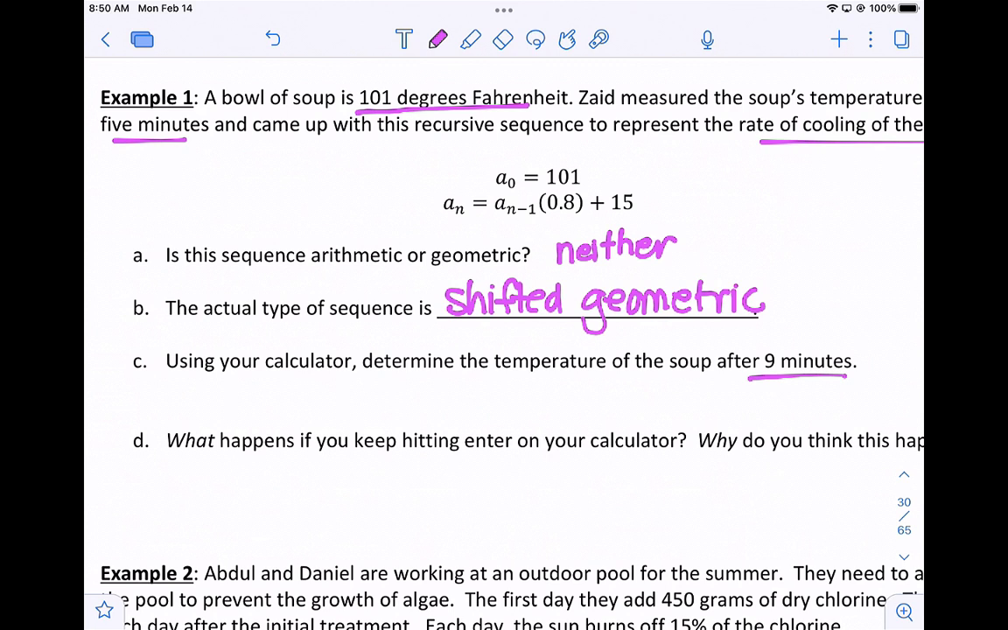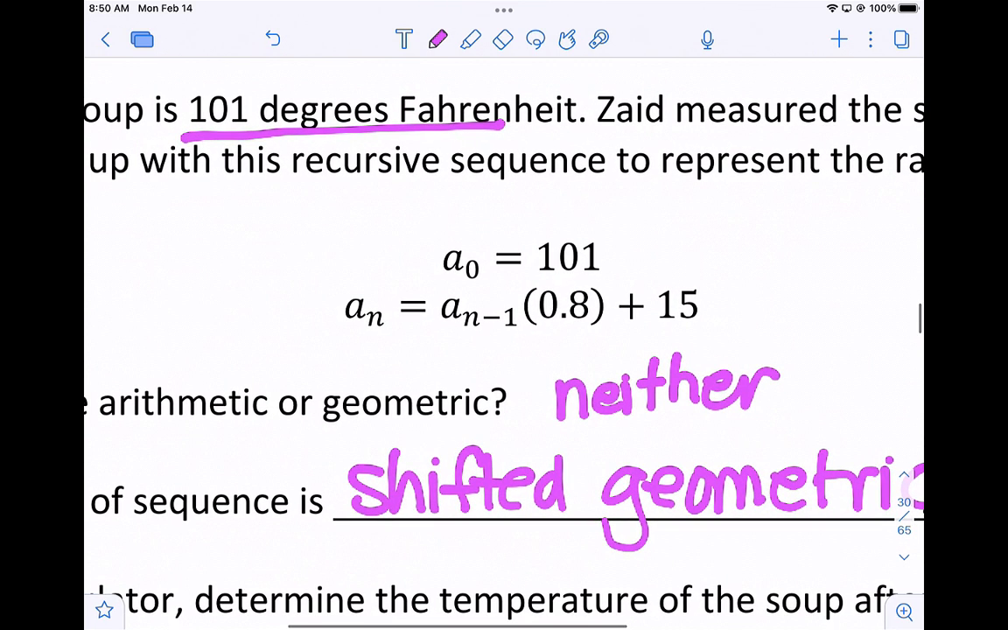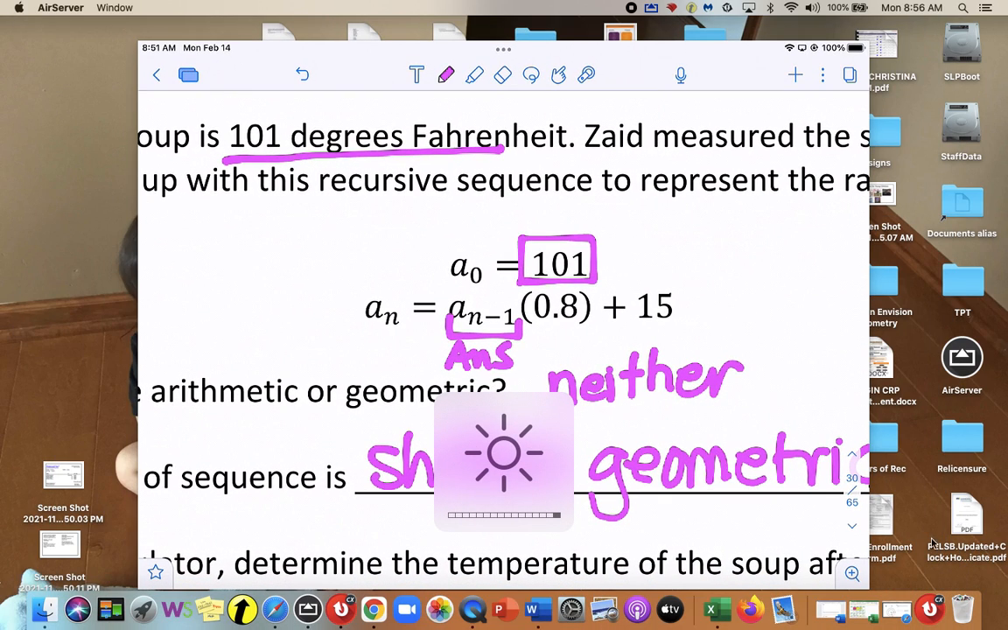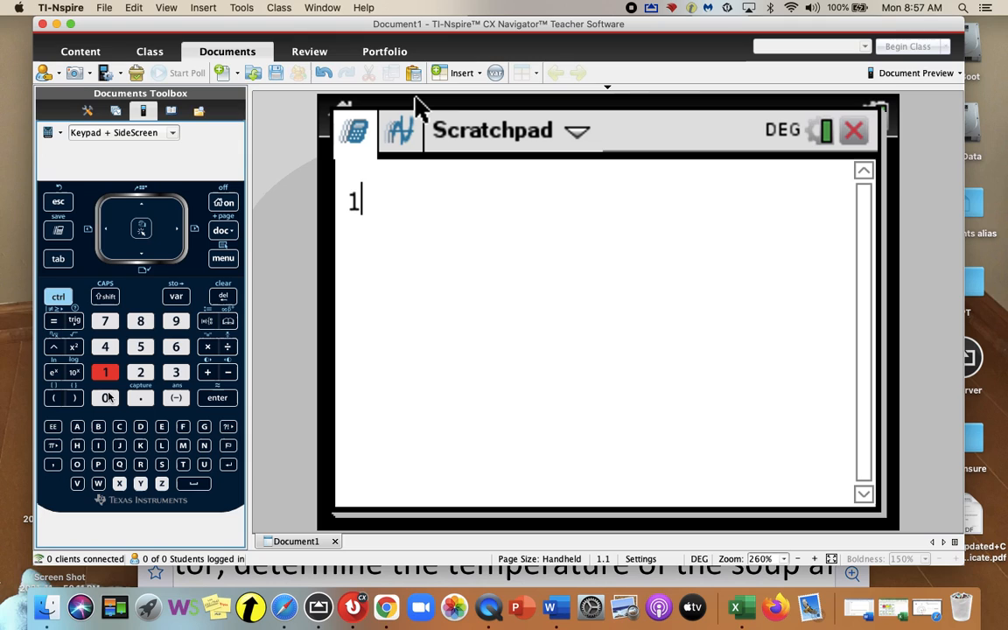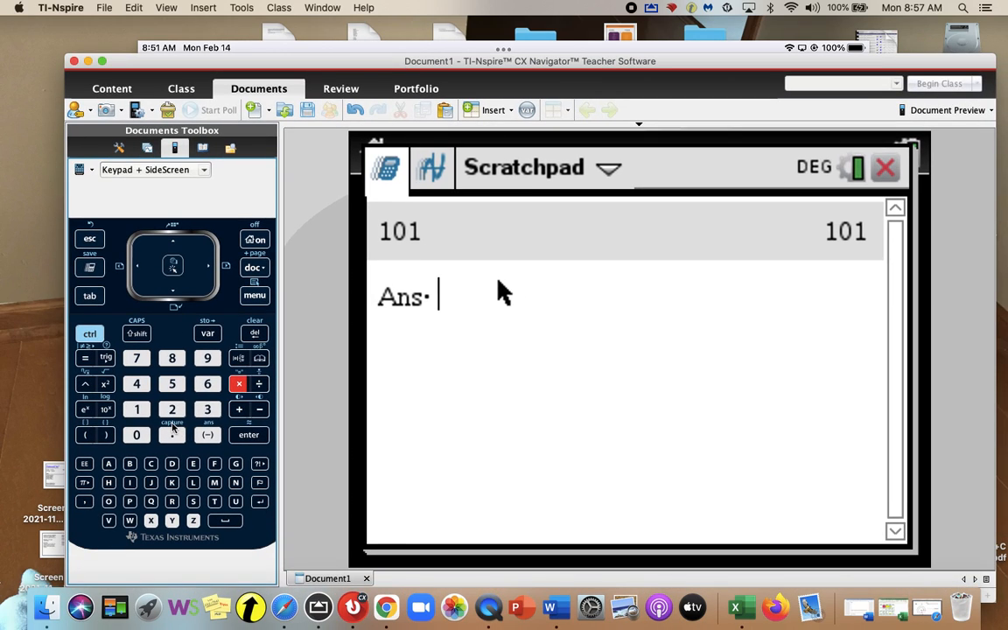So we can program this into our calculator. Again, when you program it in, you type in 101, hit enter. And then this is like using your last answer key. So if we type that in, here's what it looks like. Okay, so I'm going to clear this. And then we'll type in 101 degrees, tell our calculator that's the starting value. And we're going to multiply it by 0.8 and then add 15. So here's the program. Whoops, I put times 15. We'll put plus 15. Every time I hit enter, it takes the previous answer, multiplies it by 0.8, and adds 15.